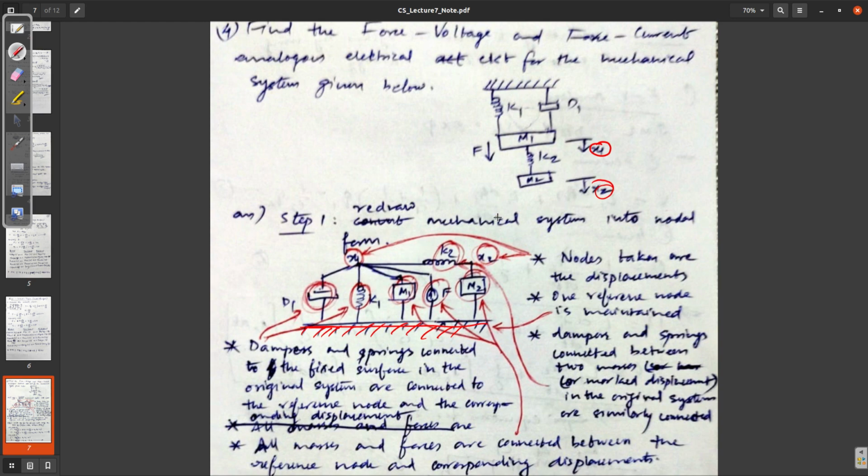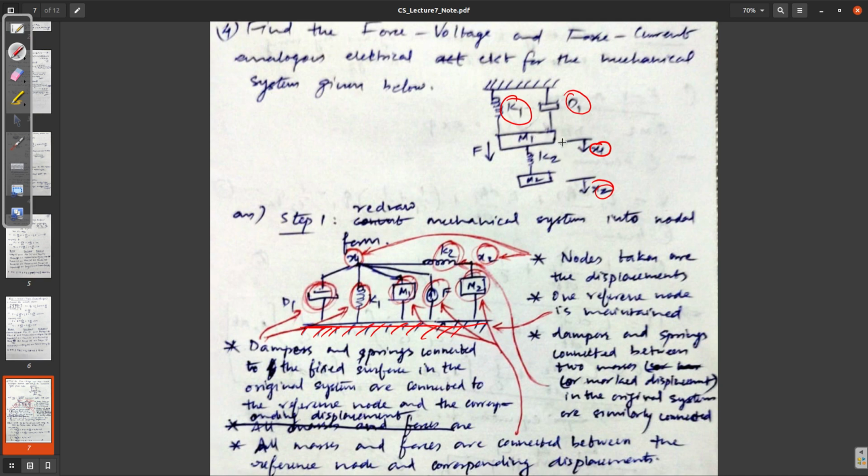I won't be explaining the rotational system separately because it is the same concept. Anything you learn here for a translational system, you can apply to a rotational system. Now, if you look here, K1 and D1 are fixed at one end to the mass M1 and the other end to this fixed surface. So D1 and K1, we are fixing one end at the fixed surface and the other end to this node, right?